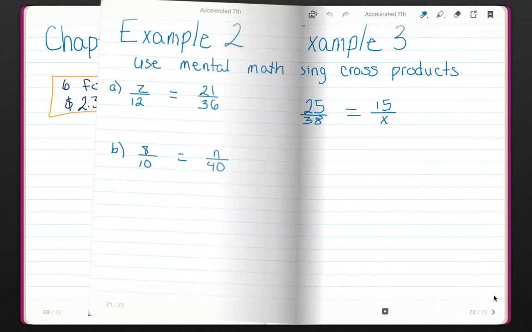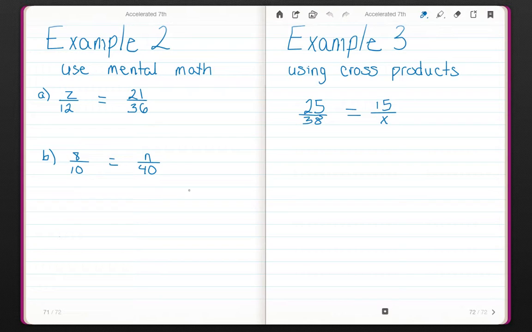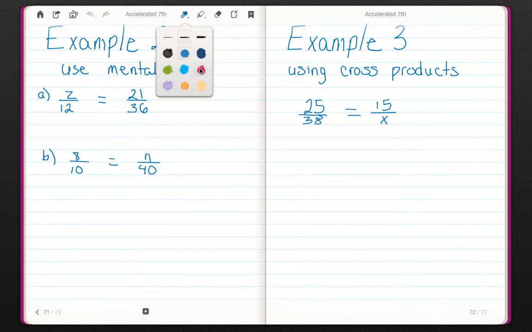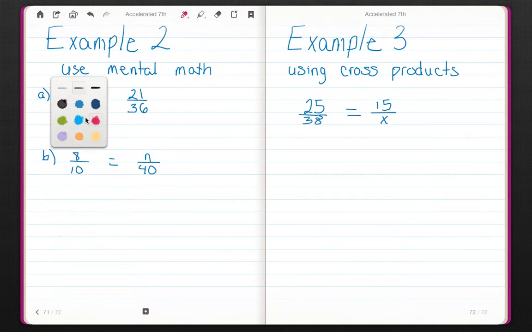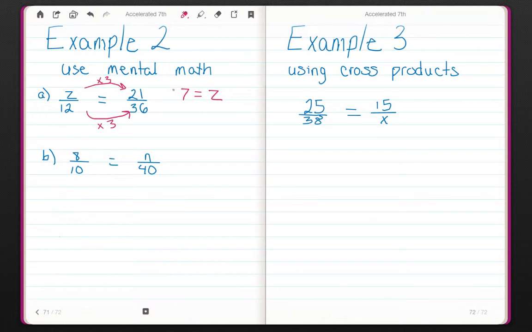Okay, example 2 is going to solve proportions using mental math. Here I have 2 ratios, z to 12 and 21 to 36. I know that these are equal, but I don't know what z is. Using my mental math, I know that from 12 to 36, I'm going to multiply by 3. So to go from z to 21, I'm also going to multiply by 3. What times 3 is 21? 7 times 3 is 21, so z equals 7.